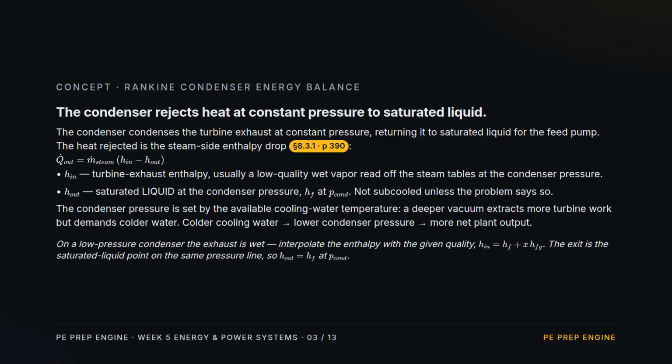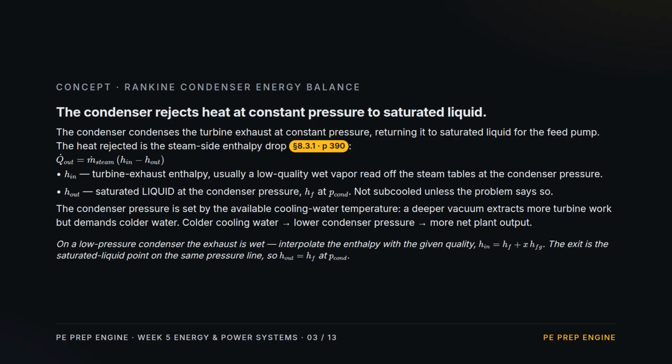It condenses the turbine exhaust at constant pressure, back to saturated liquid for the feed pump, and the heat rejected is just the steam side enthalpy drop, mass flow times H in minus H out. H in is the turbine exhaust enthalpy, usually a low-quality wet vapor off the steam tables. H out is the saturated liquid at the condenser pressure, not subcooled unless told.